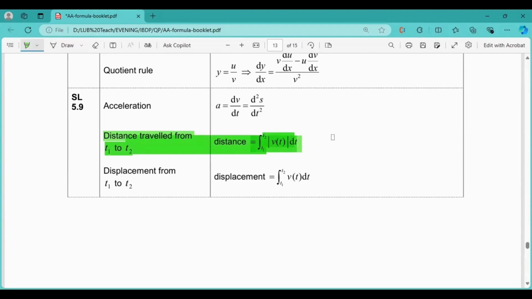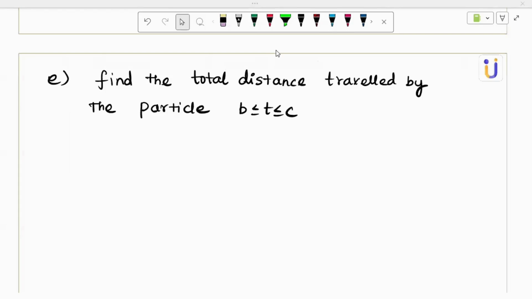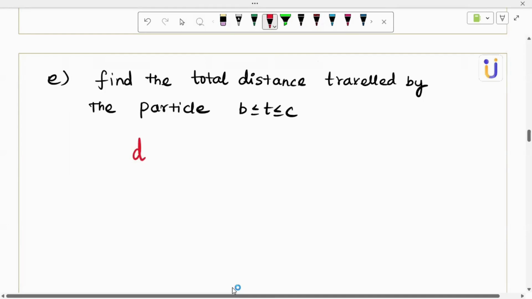Again, we're going to do it graphically, which will be much simpler. Here is the solution. I know what B and C are, correct? Find the total distance traveled by the particle. Let it be D. It is the integral from B is 1.23 to C is 5.69 of the modulus of V of T dt.